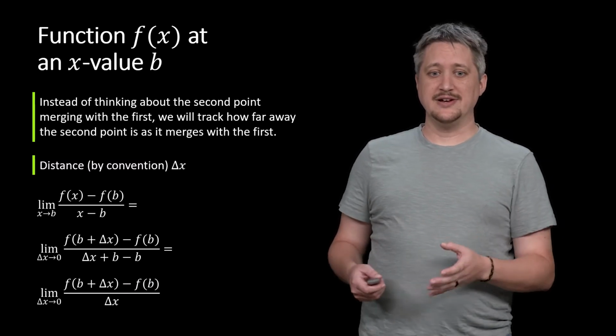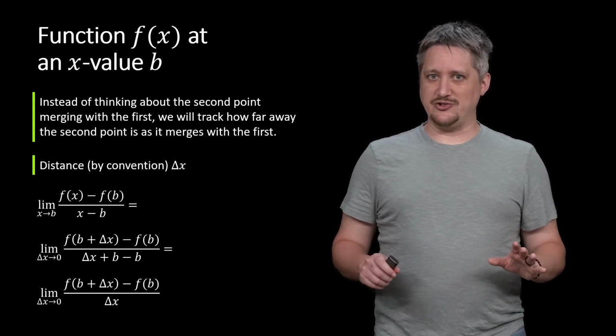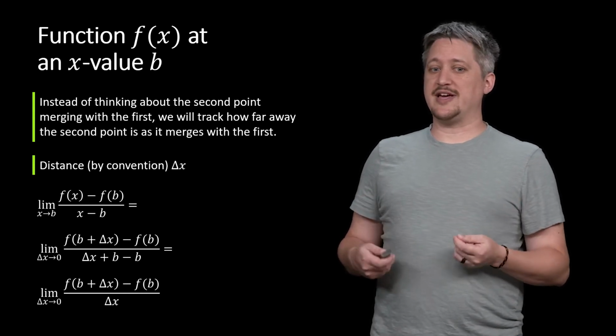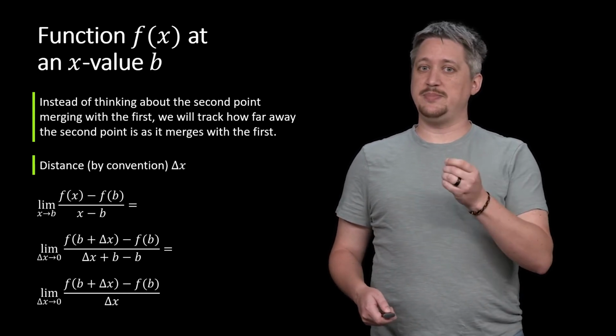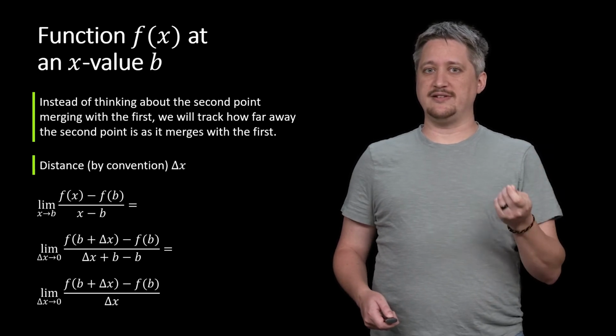So again, to be clear, this is exactly the same thing. It's not a different equation. It's the exact same equation. The difference is how we're looking at what's happening. So instead of having x going to b, we have that distance going to 0, and we replace x with b plus that distance, okay?